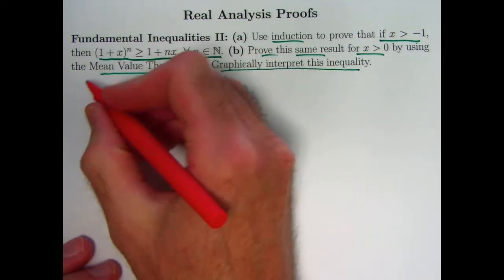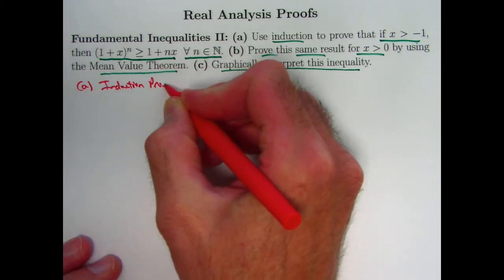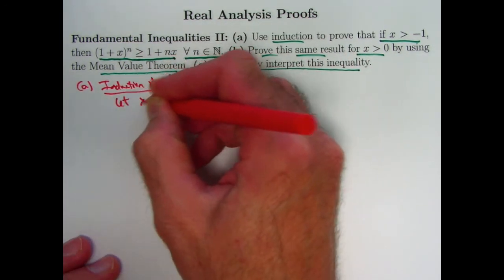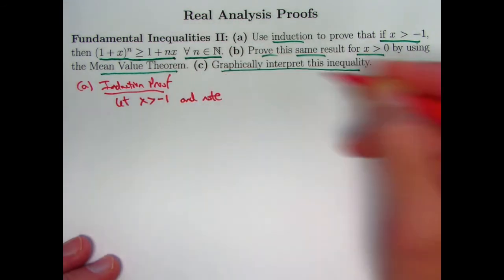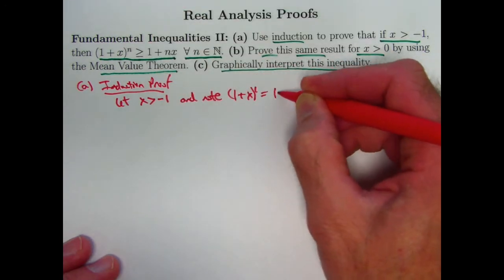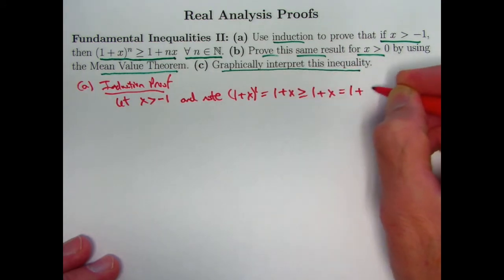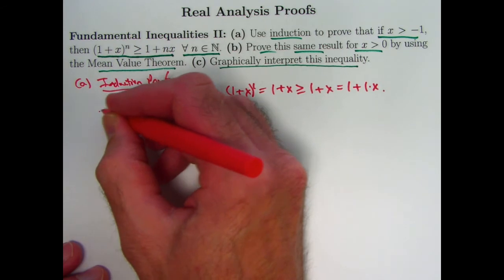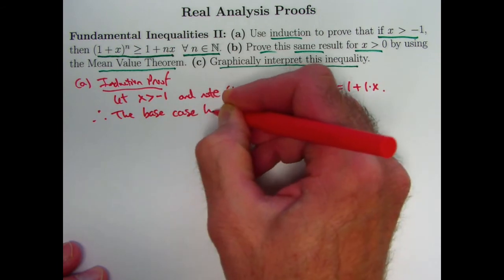All right, part A is an induction proof. So we would want to start by noting that the inequality is true for the base case. First, let x be bigger than -1, and note, the base case is often easy, that when n is 1, we get 1 plus x to the first power is 1 plus x, which is certainly greater than or equal to itself, which is the same as 1 plus 1 times x. The base case is proved. Therefore, the base case holds, or is proved.